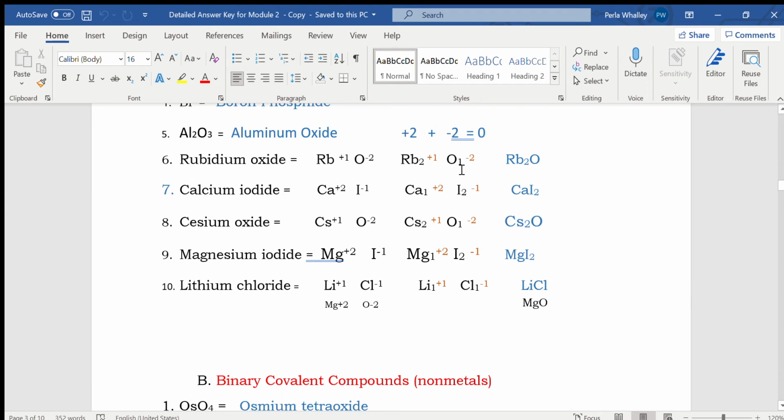Plus 1 times minus 2 is minus 2. So it is equal to 0. That means our formula is correct.